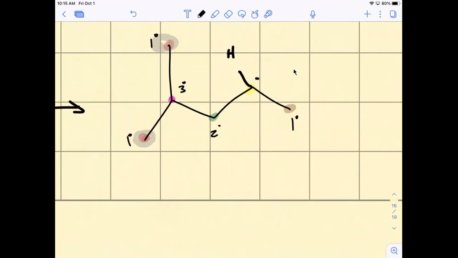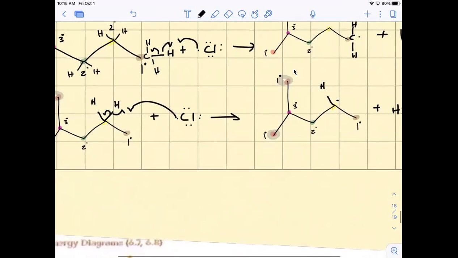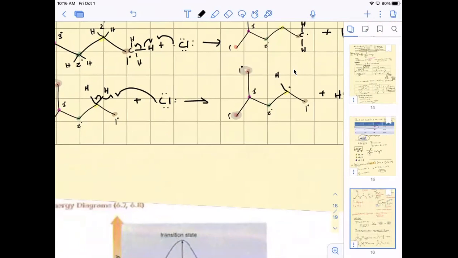Right, I'm gonna put my radical right there, plus HCl. Keep in mind that hydrogen, that second hydrogen is still in place, whether I draw it in or not. Sometimes you'll see it drawn in, sometimes you'll see it left off, but it's still there, right? It doesn't just disappear.